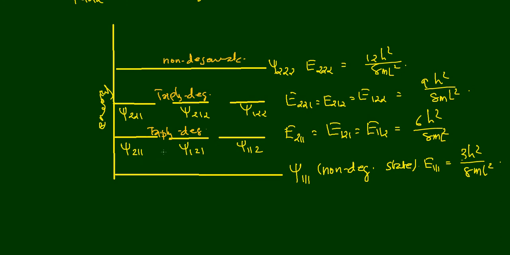Okay, now I hope you understood the case of the cubical box. So when we come to the cubical box, the case of degeneracy occurs.